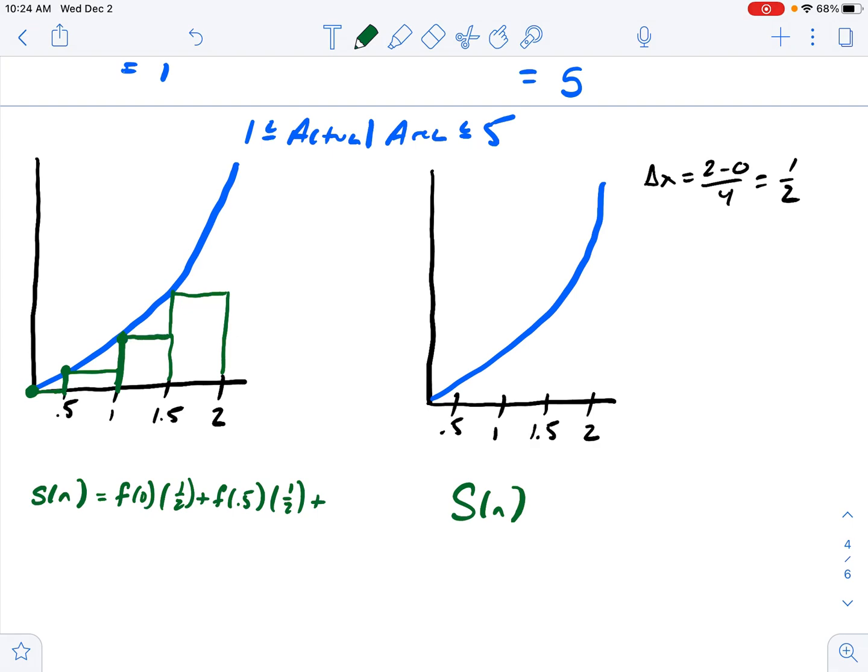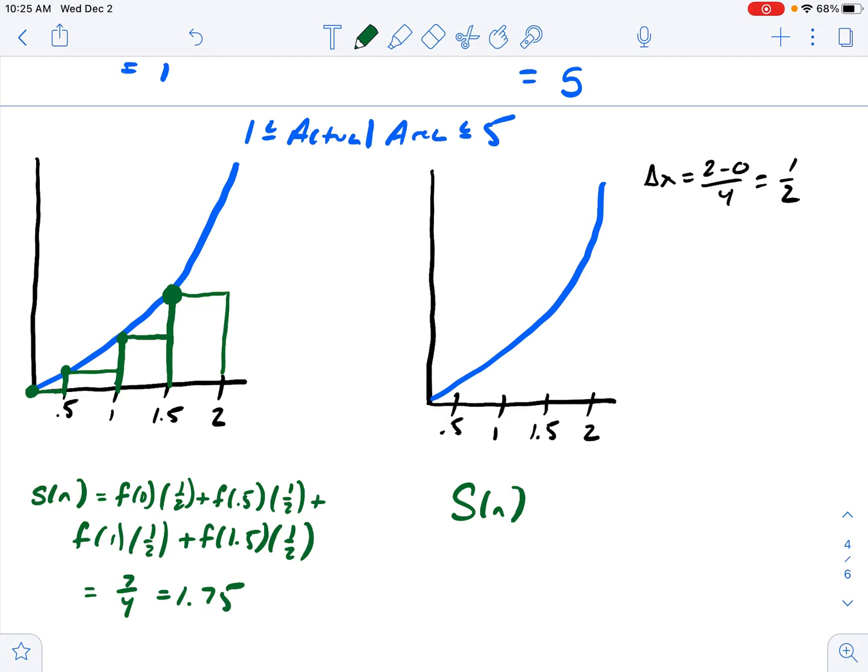Plus, next one goes up at 1. I need the height at 1, so that's f of 1 times the width of 1/2 for that third rectangle. And for the final rectangle, I need the y value at 1.5 to get that height times 1/2 again. And again, keep in mind for the f values, you're plugging each of those into the x squared function. I will leave it to you to grab a calculator to do so. And when you do, you get either 7 over 4 or 1.75 back for the lower sum.